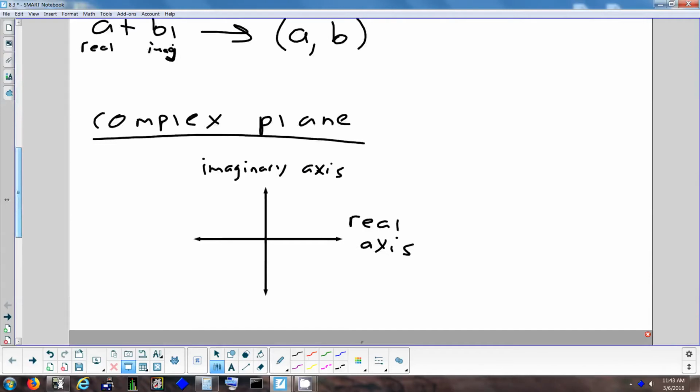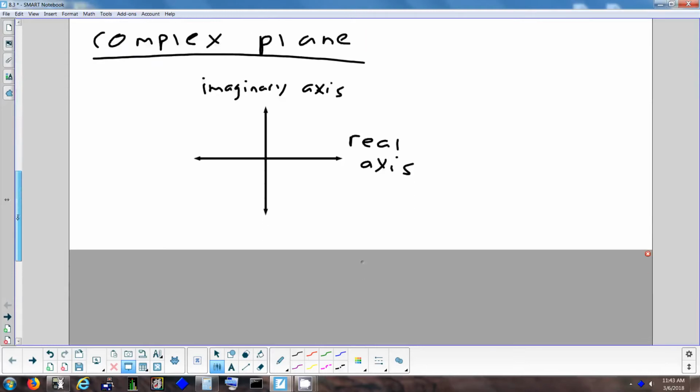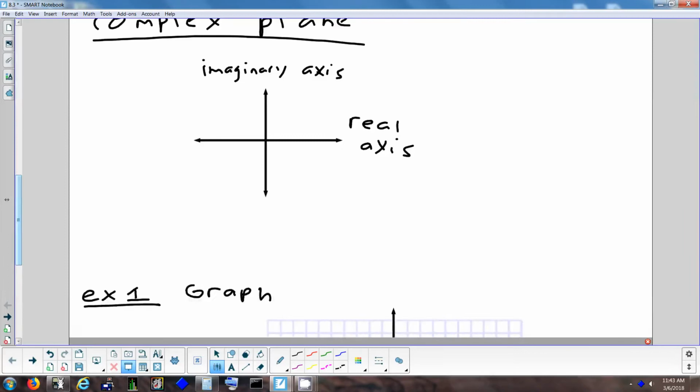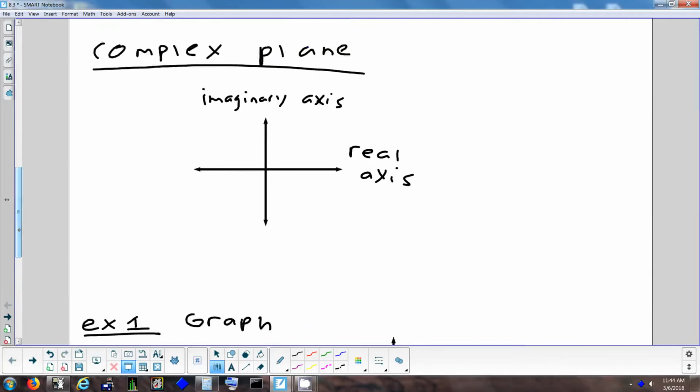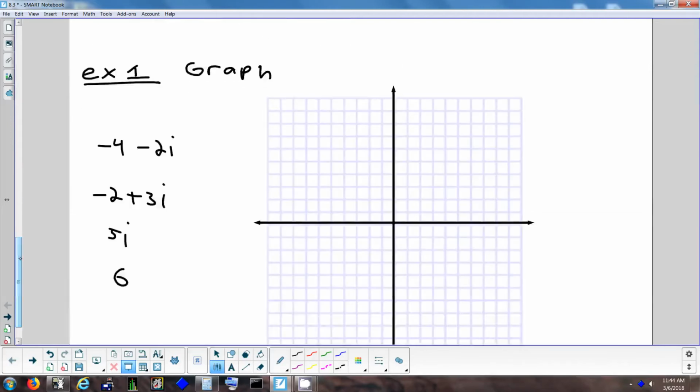If you have a positive real number, you go right. A negative real number, you go left. Positive imaginary is up. A negative imaginary, down. The direction is exactly the same as what you're used to. Okay, so I'll give you a few examples and we'll just graph them and see what we can do. Okay, does everybody have that sketch? Real and imaginary? All right. So let's try to graph this.